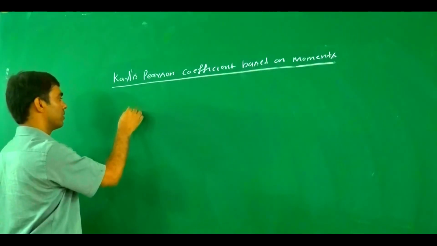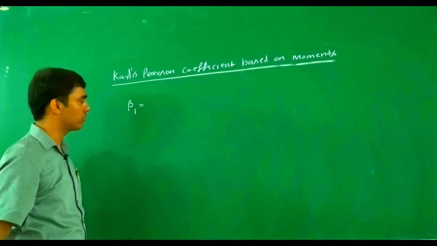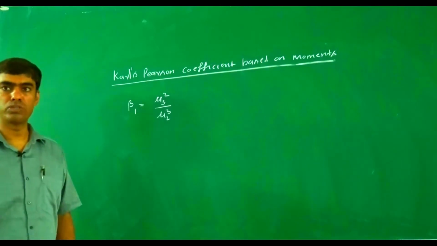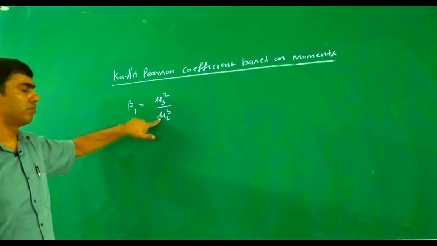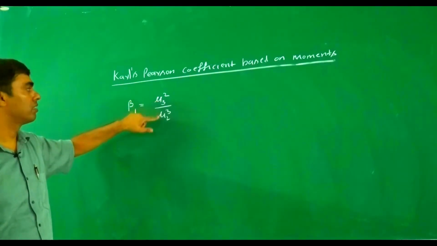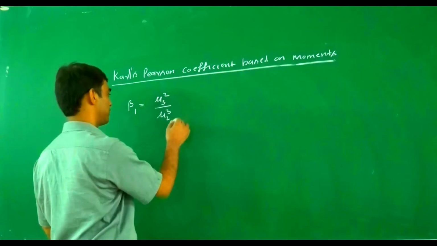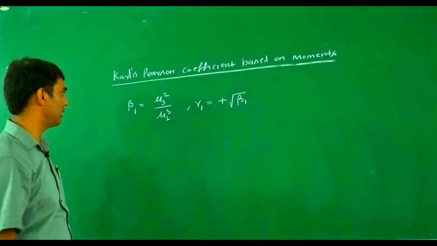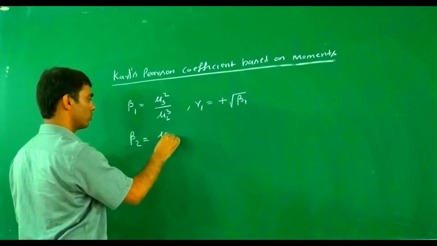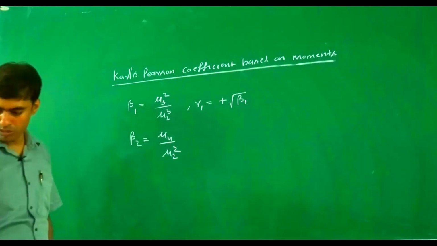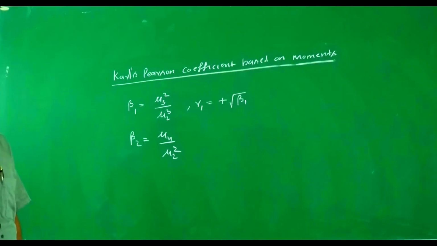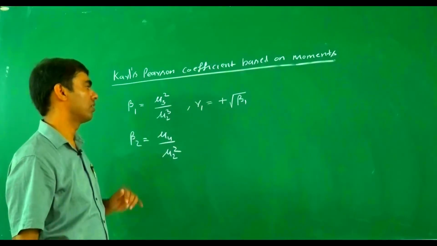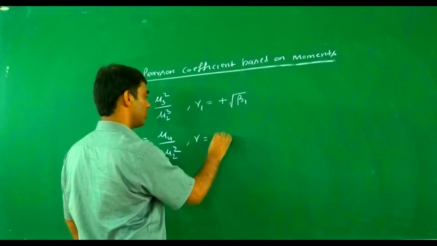So he defined beta 1 equal to mu 3 square upon mu 2 cube. Mu 3 is the third moment about the mean, and mu 2 is the second moment about the mean. And he defined gamma 1 equal to the positive value of the root of beta 1. Similarly, he defined beta 2 equal to mu 4 upon mu 2 square. So beta 1 equals mu 3 square upon mu 2 cube, gamma 1 equals plus under root beta 1, and gamma 2 equals beta 2 minus 3.